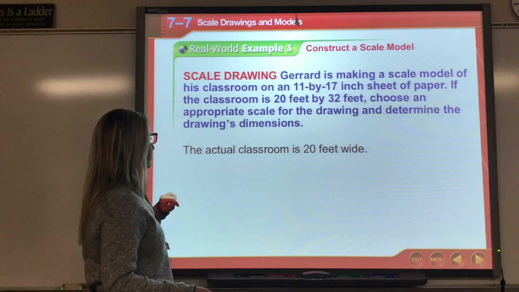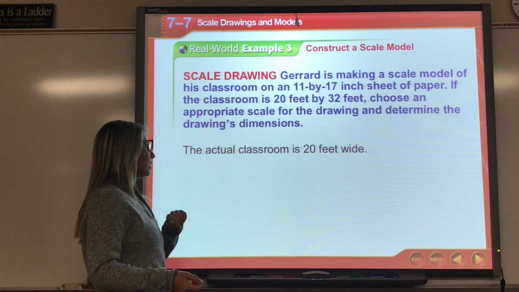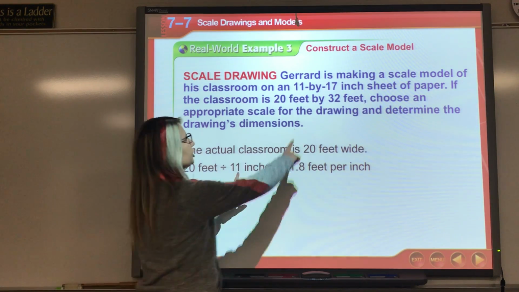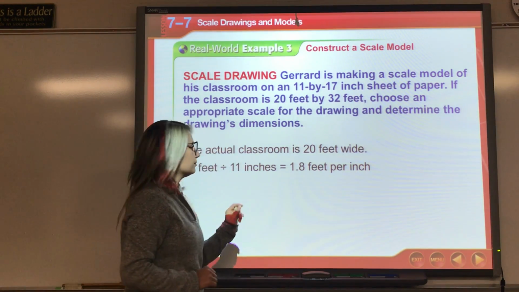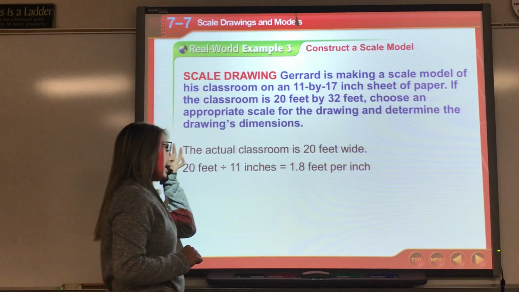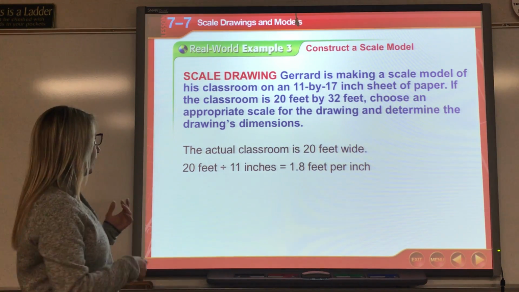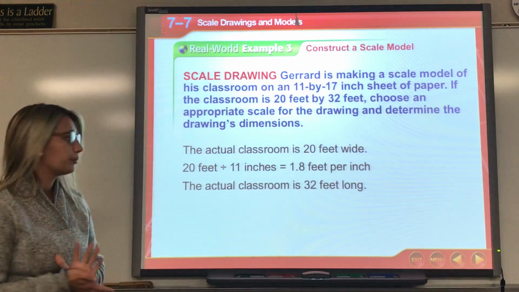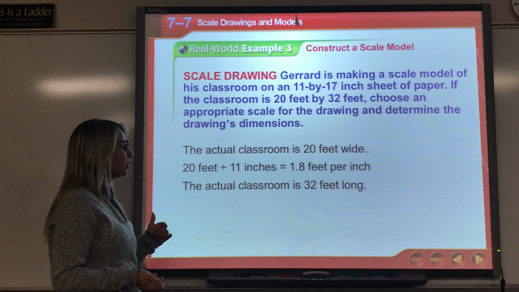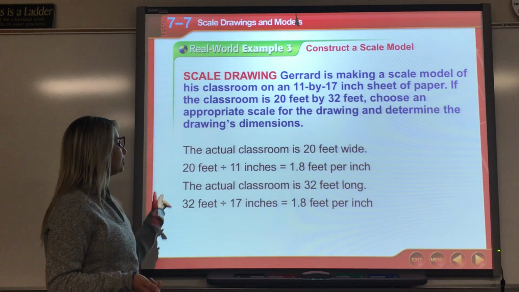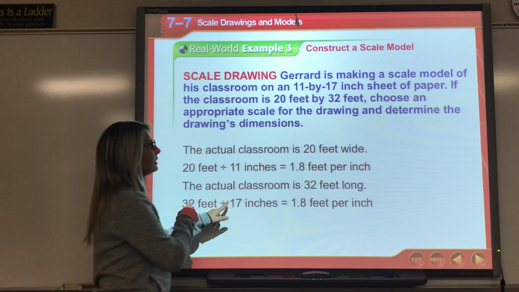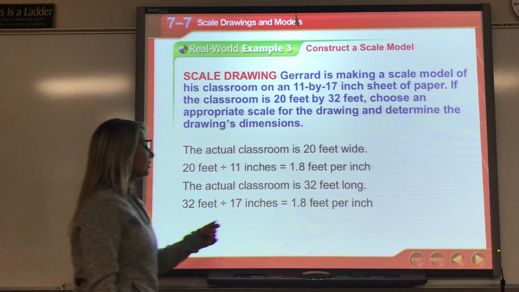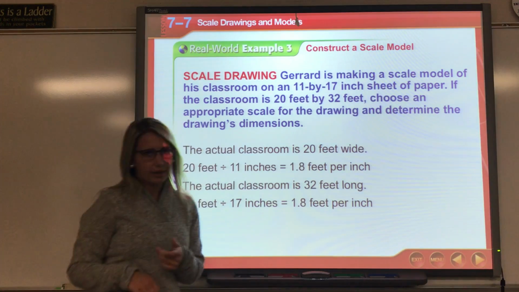So if we go ahead and do this, we could say the actual classroom is 20 feet wide. So if we divide that by the 11 inches, which is on the piece of paper, the scale it gives us is 1.8 feet per inch. Okay, now we need to check that with the length of the classroom. So the actual classroom is 32 feet long, so we'll take that 32 divided by 17. This 17 is coming from the sheet of paper, and it gives us 1.8 feet per inch.